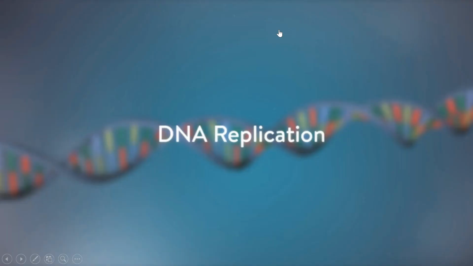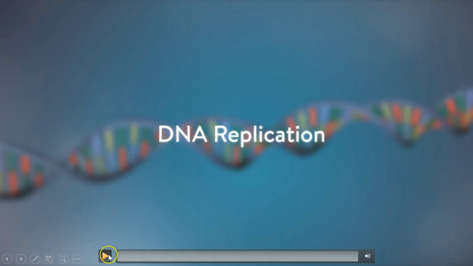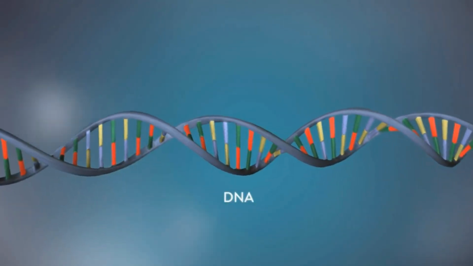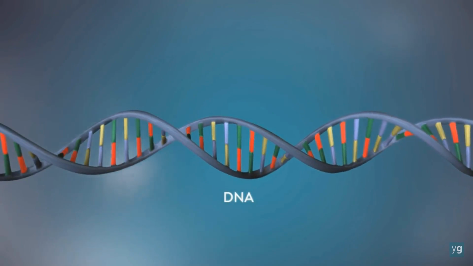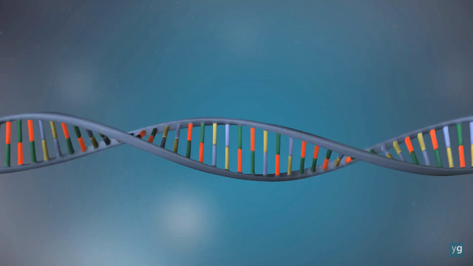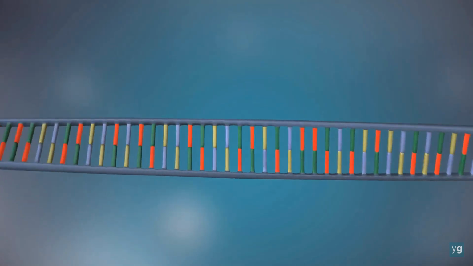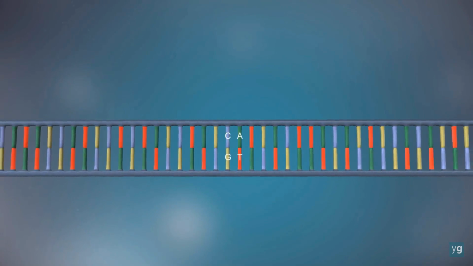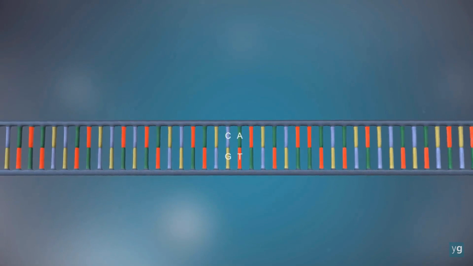So here's kind of what it looks like in animation form, and this is probably the most helpful in order to understand what's actually going on. DNA is a molecule made up of two strands, twisted around each other in a double helix shape. Each strand is made up of a sequence of 4 chemical bases, represented by the letters A, C, G, and T.